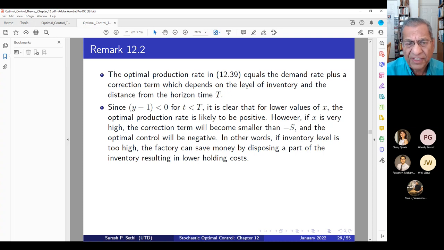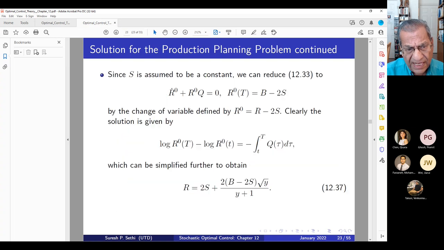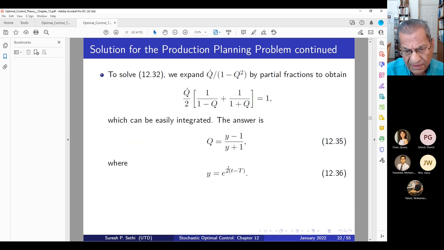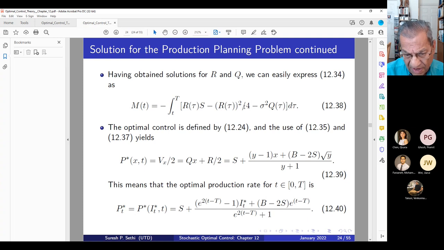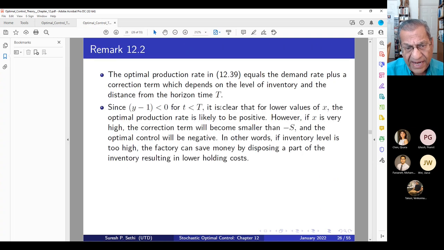We had some similar result in chapter 6 as well. It's also clear that y minus 1 is less than 0. This is y, and if you look at y minus 1, it's less than 0 for t less than T. I'm talking to you about y minus 1 because here's a y minus 1. Here's y plus 1. So that's where the y minus 1 comes from. And it's clear that for lower values of x, the optimal control is likely to be positive. However, if x is very high, the correction term will become smaller than minus s, and the optimal control will be negative.